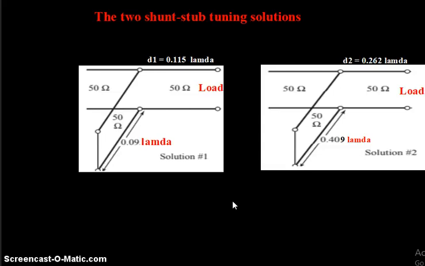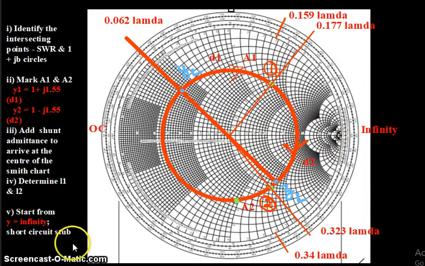So I think you have to clearly understand this design of shunt stub. Instead of this short circuited stub, if they have given an open circuited stub, we have to start from this point. Instead of the infinity point, we have to start from this point. So this is our starting point. Okay, so I clearly explained the design of the shunt stub matching network.